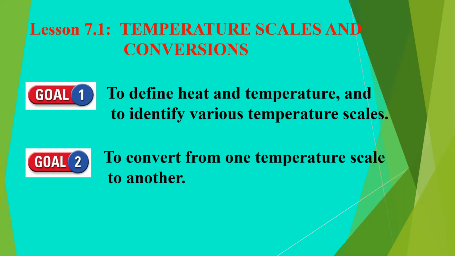Our lesson 7.1 has the following goals: to define heat and temperature and identify the various temperature scales. Goal number 2, to convert from one temperature scale to another.